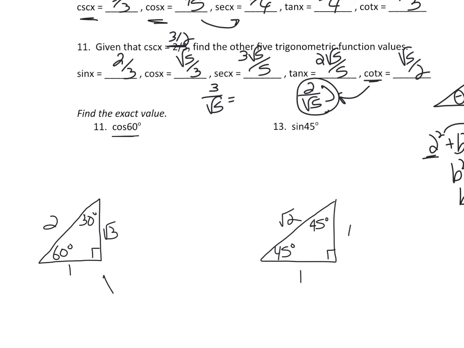Cosine 60. If you can draw the triangle, you got it. Okay, cosine is adjacent. So adjacent of the 60 is right here, the 1. The hypotenuse is the 2. So cosine of 60 is 1/2. All there is to it.